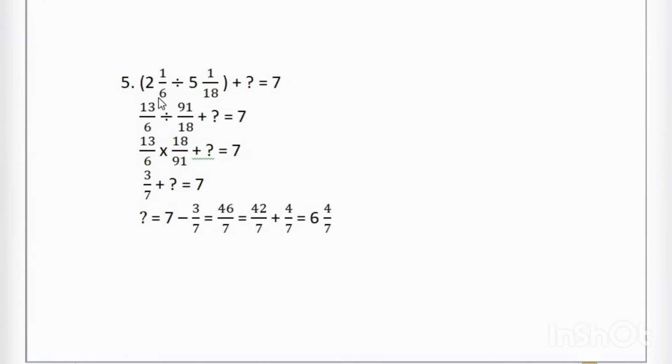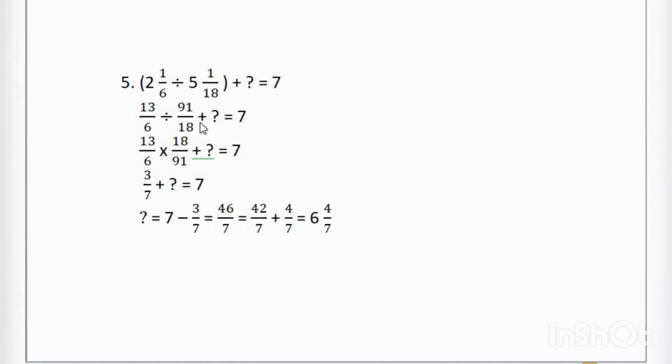Going to the fifth question, 2 1/6 divided by 5 1/18 plus question mark equals 7. Here 2 1/6, how can we write that number? 6 into 2 plus 1, it is 13/6, divided by 5 1/18, which can be written as 18 into 5, that is 90, plus 1, 91. So 91/18 plus question mark equals 7.